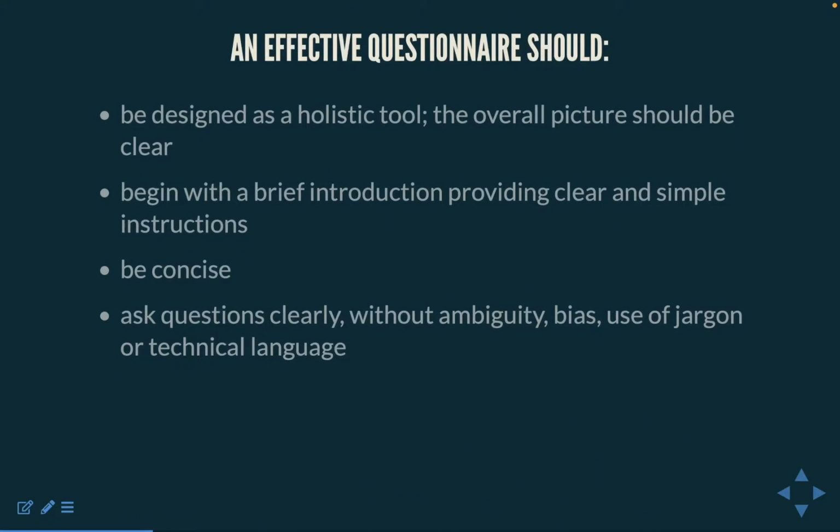An effective questionnaire should be designed as a holistic tool. The overall picture should be clear. Begin with a brief introduction, providing clear and simple instructions. Be concise. Ask questions clearly without ambiguity, bias, or use of jargon or technical language. This is, again, unless your particular subjects would expect certain technical terms, and leaving them out would imply that you don't know the subject matter very well.